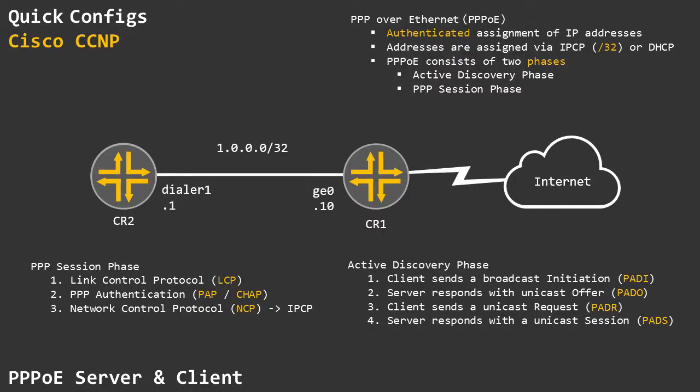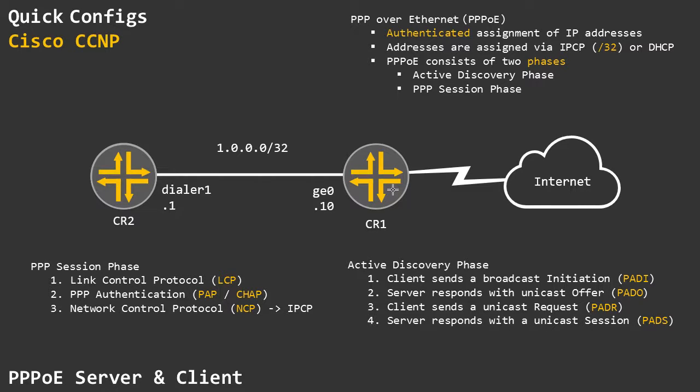This is a quick demonstration on how to configure a PPPoE server and client setup on a Cisco IOS device. PPP over Ethernet allows us to create authenticated assignment of IP addresses. Let's say CR1 is the ISP router here that we manage, and we have CR2 as our branch office router that requests a globally routable public address so they can reach the internet. We can do an authenticated assignment of that IP address via PPPoE.